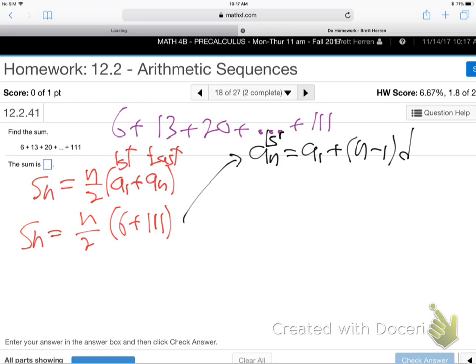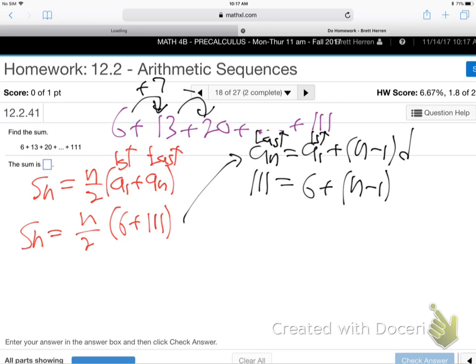This means last, not first, last. This means last. This means first. The last term is 111. First term is 6. N minus 1. What's the d? What's the difference from term to term? What's the jump? Going up by 7 every time, huh? Up by 7 every time.